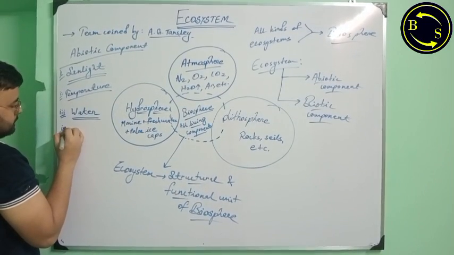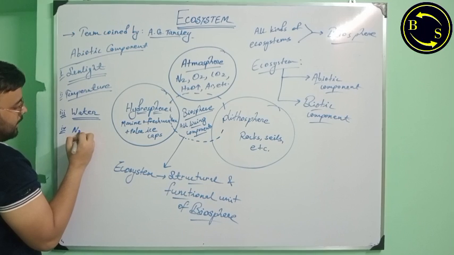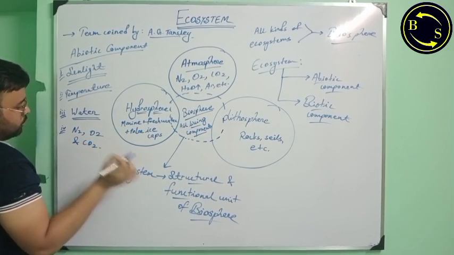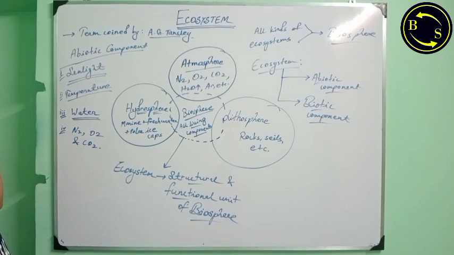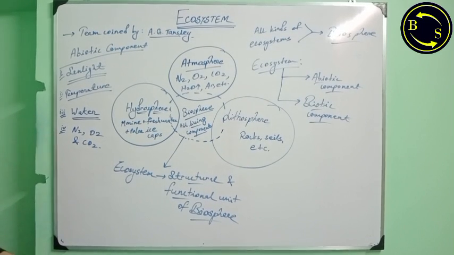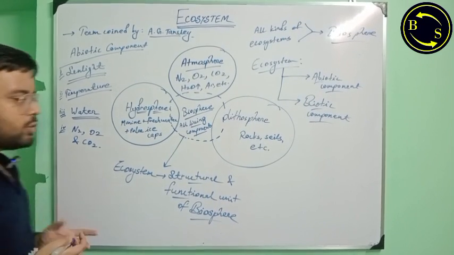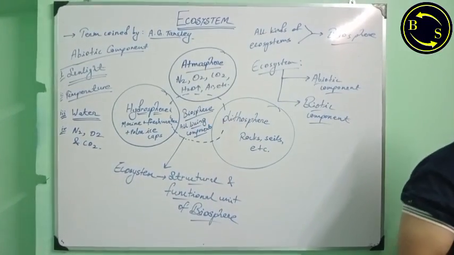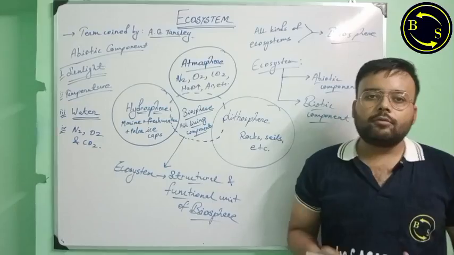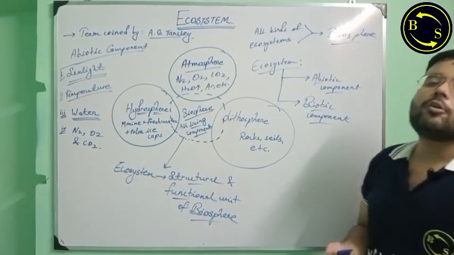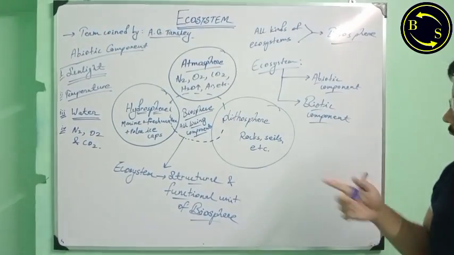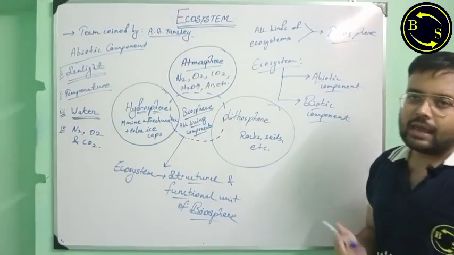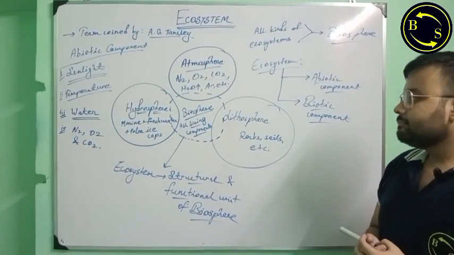Next is gases, mainly N2, O2 and CO2. Without nitrogen, proteins could not be synthesized because nitrogen is an essential component of amino acids. So without nitrogen, proteins could not be formed, and without proteins, life could not exist on earth.